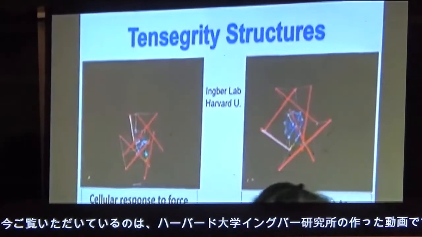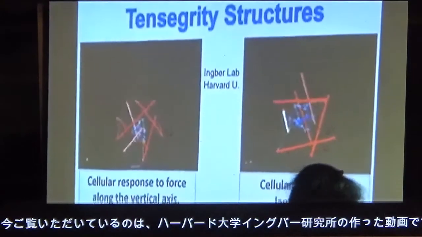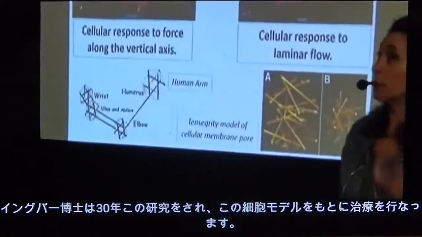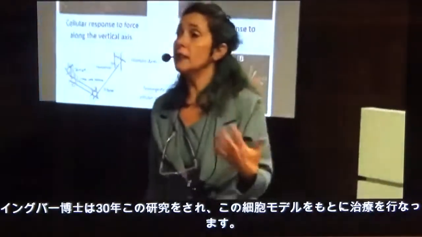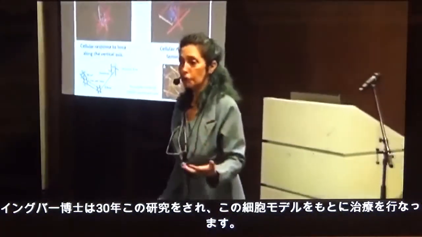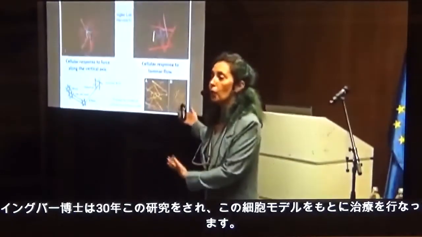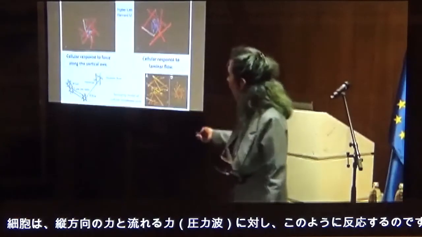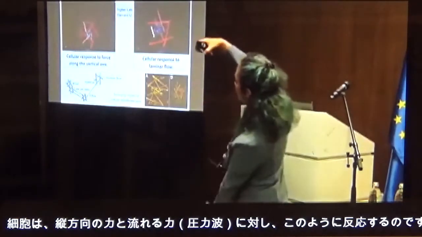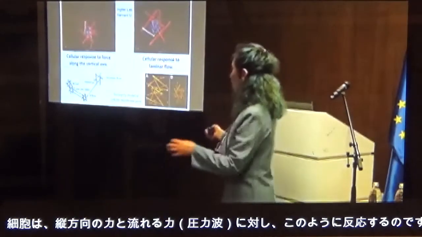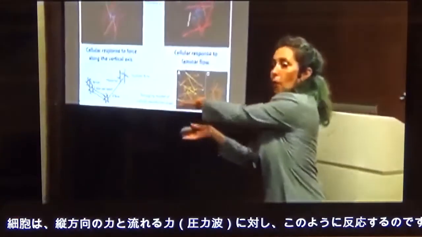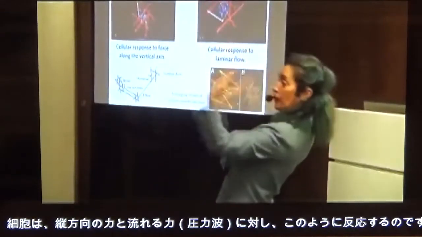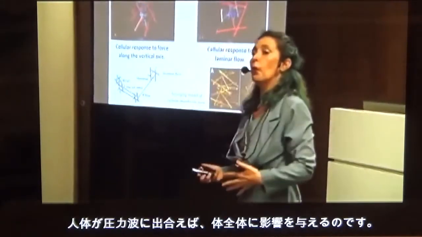What you are seeing are movies from the Ingber laboratory at Harvard University. He has shown this for 30 years, and there are already therapeutic measures based on this model of the cell. This is how the cell reacts to a force along the vertical axis and how it reacts to laminar flow, which is what happens when you are exposed to a pressure wave that comes and affects your whole body.